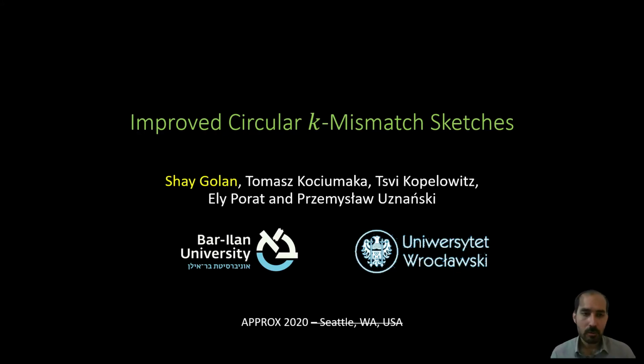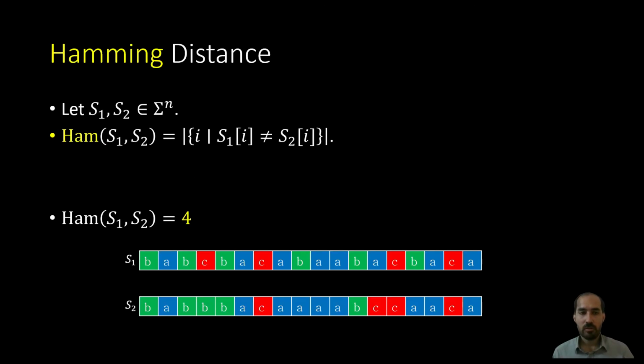So, today we'll talk about improved circular k-mismatch sketches. My name is Shay Golan, and this is joint work with Tomasz Kociumaka, Tsvi Kopelowitz, Ely Porat, and Przemysław Uznański. So, first of all, let's recall the definition of Hamming distance.